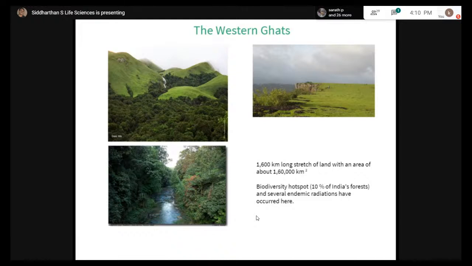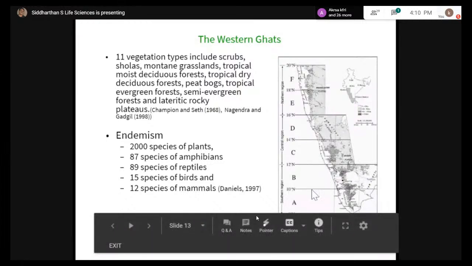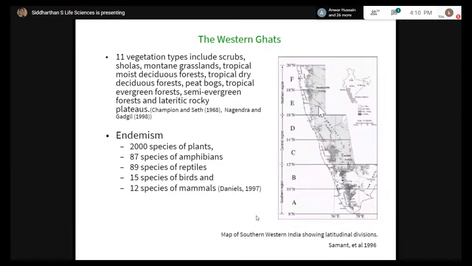This iron containing lateritic soils host a wide biodiversity of mainly herbaceous plants, which don't have a very big root system. So there's a lot of diversity even within the Western Ghats. So Western Ghats, as this image shows here, you have the southern Western Ghats, the middle Western Ghats, and the northern Western Ghats.